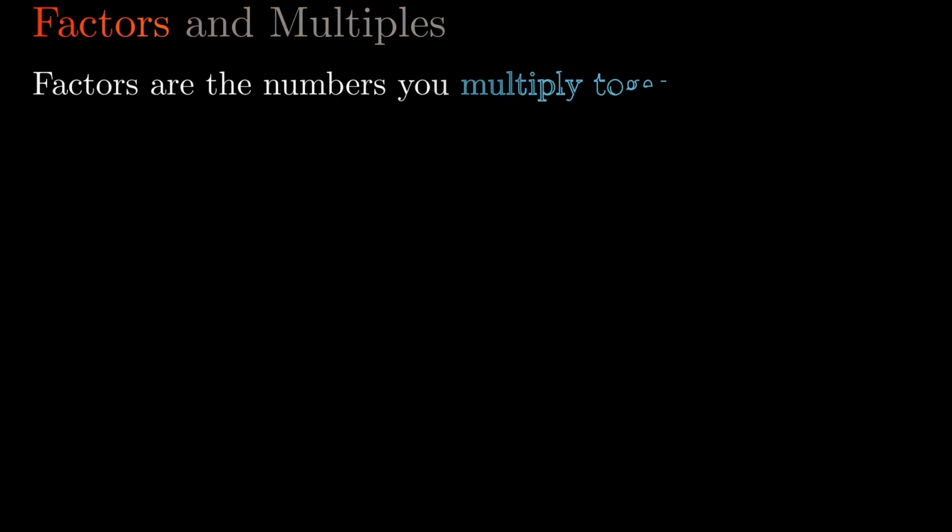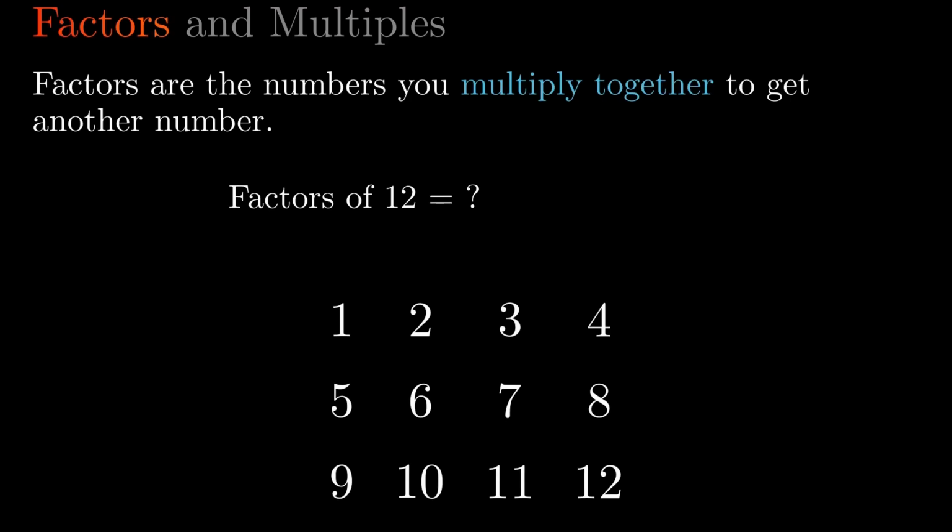Let's delve into factors and multiples, two concepts that are often confused but are super important for understanding how numbers work. First up, what are factors? Think of them as the building blocks or ingredients of a number. For example, let's find the factors of 12. To find its factors, we ask, what whole numbers can we multiply to get 12?